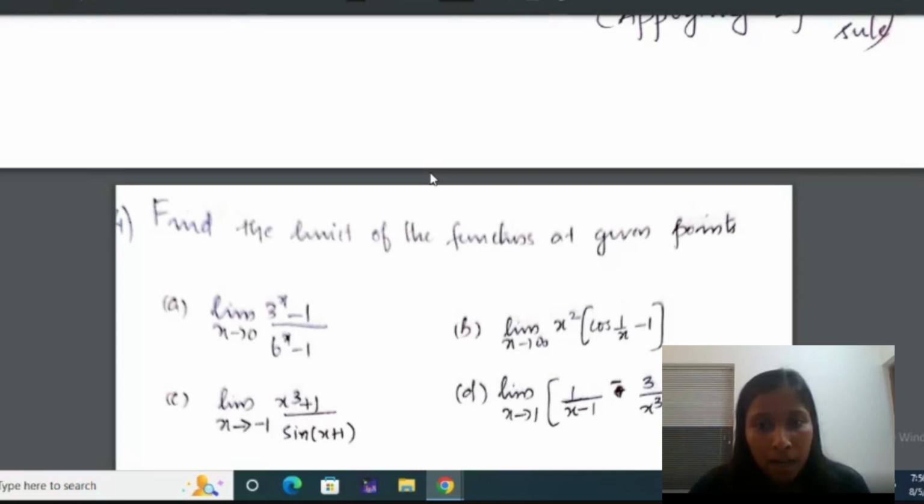Find the limits of the functions at the given points. The first question is limit x tends to 0 of (3 raised to x minus 1) divided by (6 raised to x minus 1). First question. The rest of them are clear to you, I think. So we can start with option A. Take some time and somebody please answer for option A.